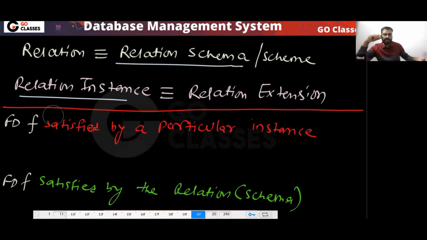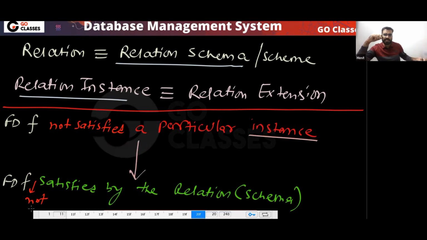Okay, tell me another. If it is not satisfied by an instance, if there is a particular instance that is not satisfying this, then I can say it will not be satisfied by the schema also. Okay, very simple. And what about this?